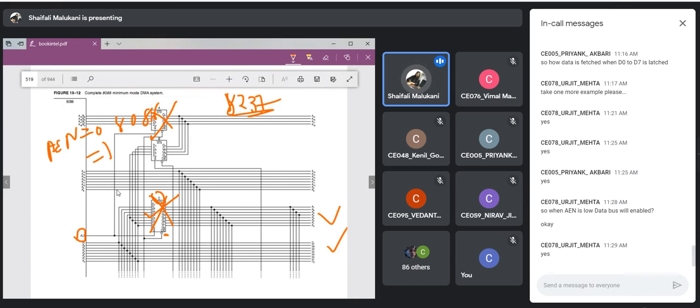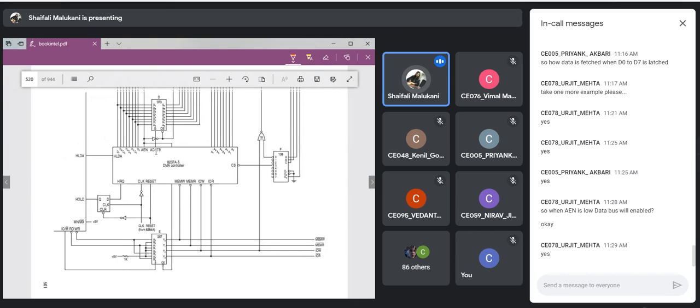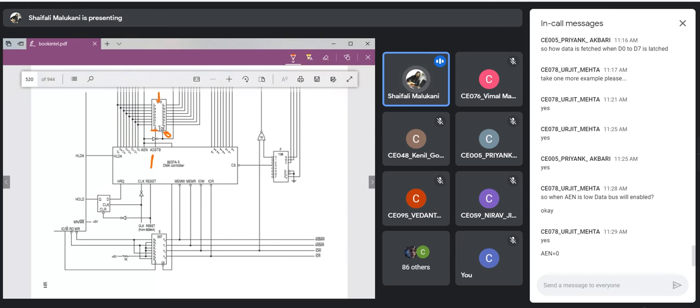Now, suppose my address stop is 1. Whenever my address stop is 1, which is active high, this latch is enabled. When address stop is 1, this latch is enabled, and this latch is also enabled. Can you tell me with respect to AEN? When AEN is 0, at that time this latch will be enabled.